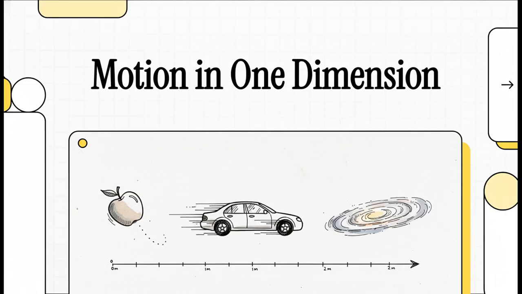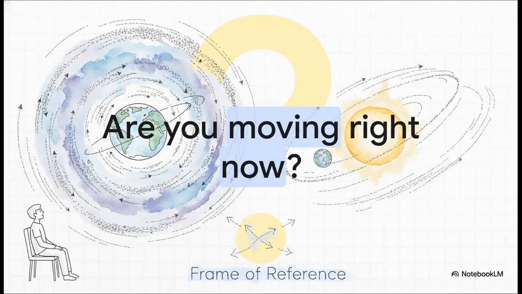We're going to break down motion in a straight line, and we'll start with a question that's, well, trickier than it sounds. So let me ask you, are you moving right now? And you're probably thinking, no, of course not, I'm sitting still. But think about it. You're on a planet that's spinning on its axis, right? And that planet is orbiting the sun, and that sun is flying through the Milky Way galaxy. So are you moving? The answer, it turns out, really depends on your point of view, on your frame of reference. Motion is always relative.